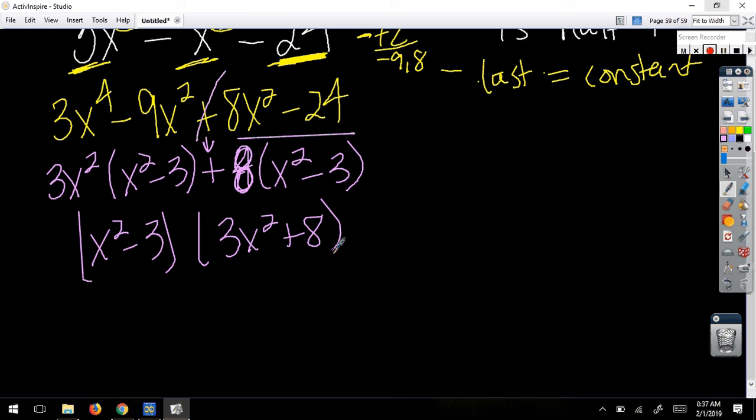Everybody good so far? There's like 4 different patterns I have to show you. That was one. You want me to do one more of those? Or are you good? Okay.